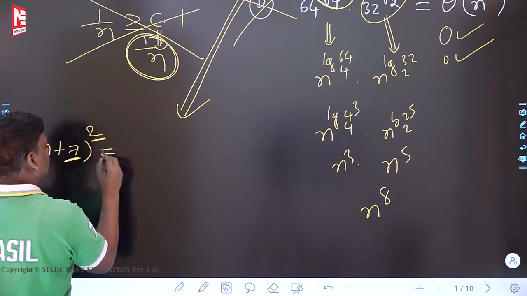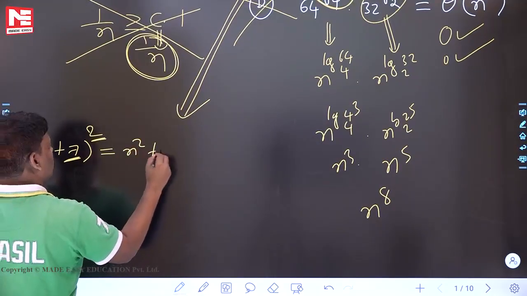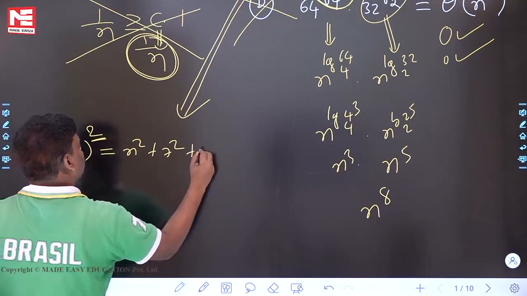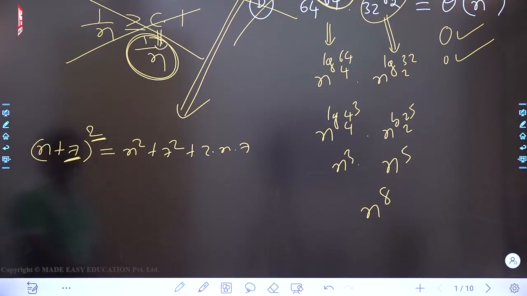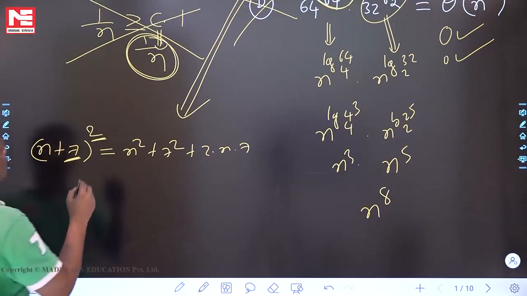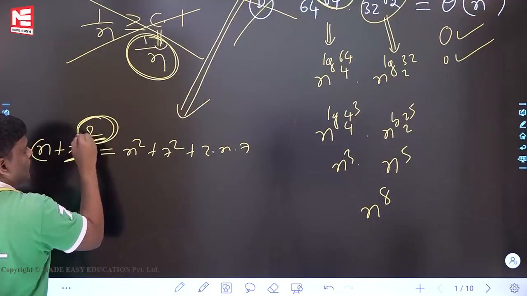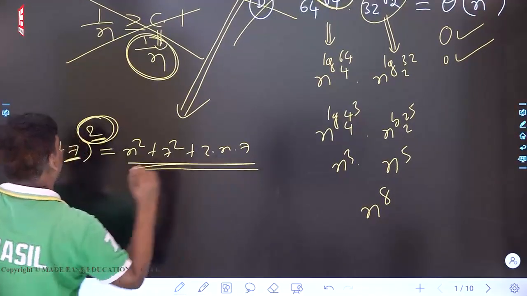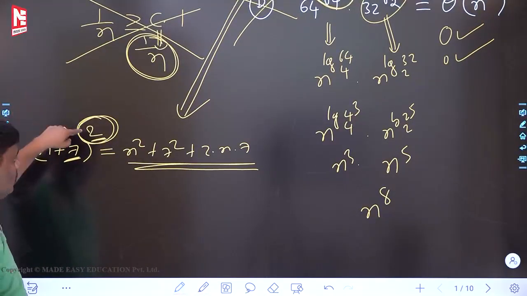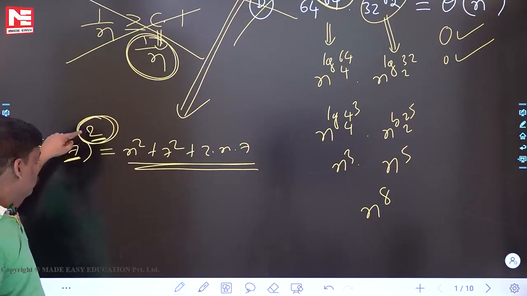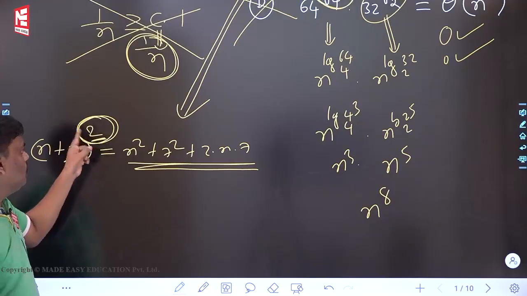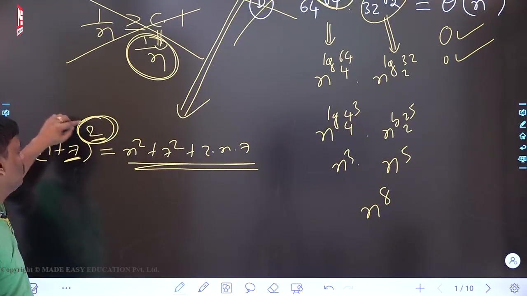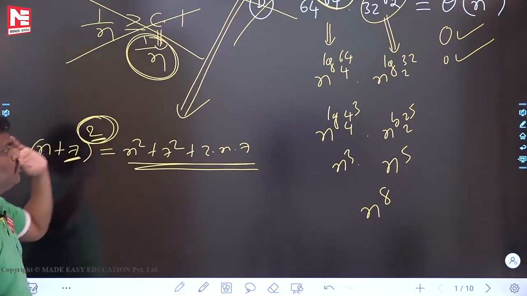What is the formula? A square means n square, 7 square plus 2 into n into 7. So n square plus 7 square plus 2 into n into 7. These are the terms, right? And one more thing I want to ask you, if it is the whole square, 3 terms will be there. Please be careful. If it is the whole power 3, 4 terms will be there. 2 means 3 terms, 4 means 5 terms, 3 means 4 terms. You just remember this one. And one more, if the power is n, n plus 1 terms will be there.